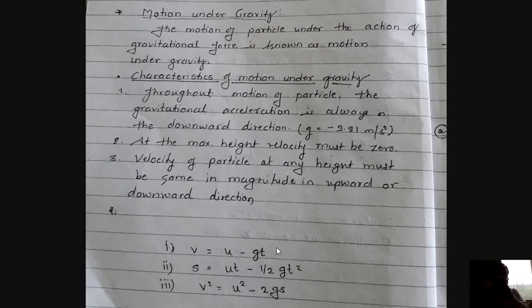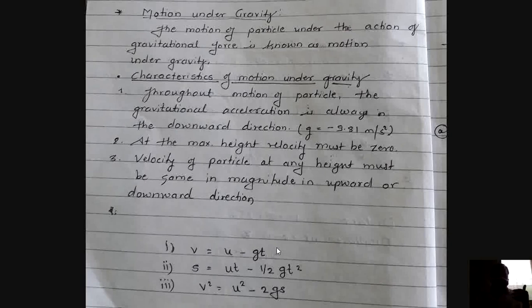Now we'll go for different motions. First, motion under gravity. As you know, if we throw any object upward, after some time, after traveling some vertical distance, it will come back without any force. That motion is due to gravitational force acting on that particle or object. So the motion of a particle under the action of gravitational force is known as motion under gravity.